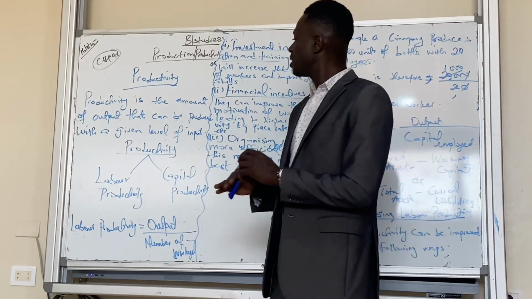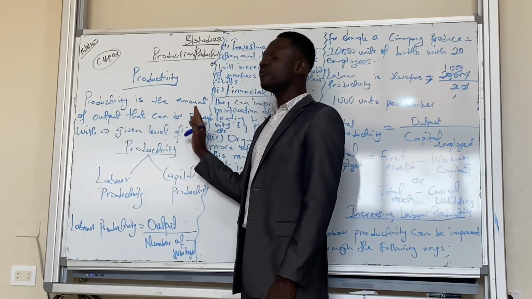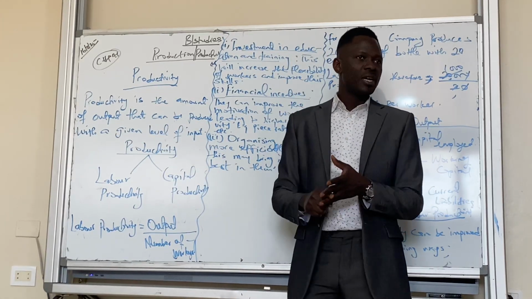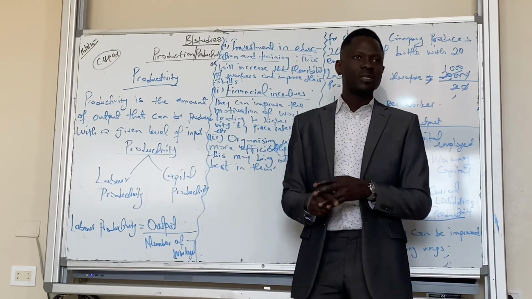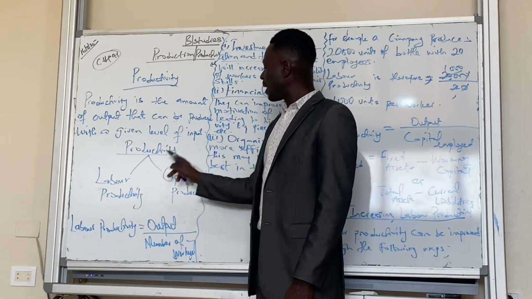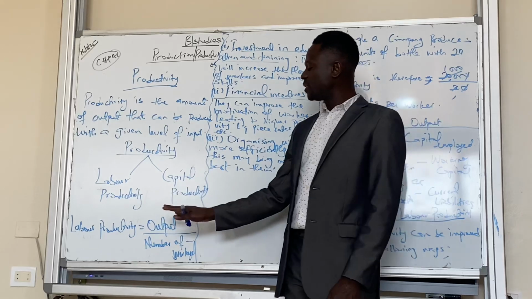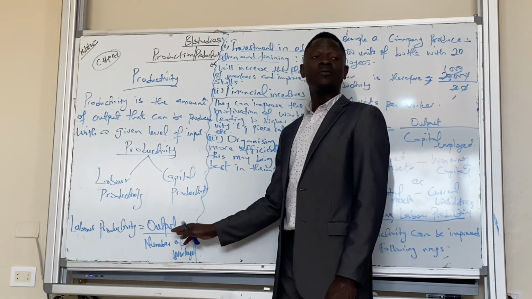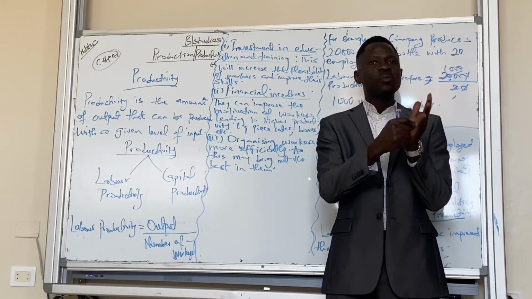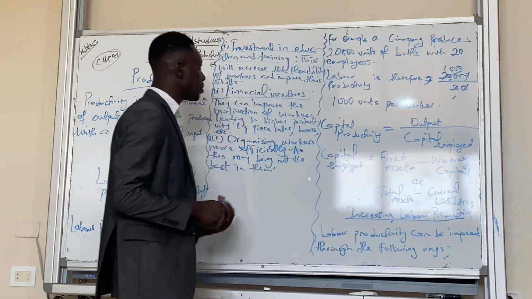That is productivity. So productivity is the amount of output that can be produced with a given level of input. And when we talk about input, we're talking about labor and capital. So for productivity, we can measure labor productivity or capital productivity. We're going to start with labor productivity. For labor productivity, the formula is output divided by the number of workers, because labor means workers. So how much more can workers produce when they are given a level of input? That is what labor productivity is.